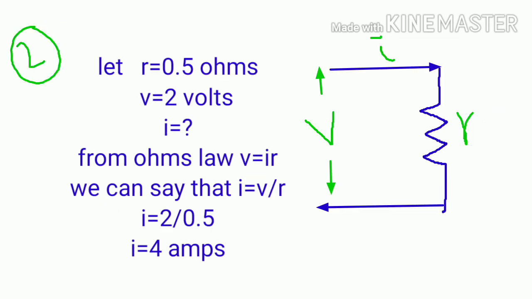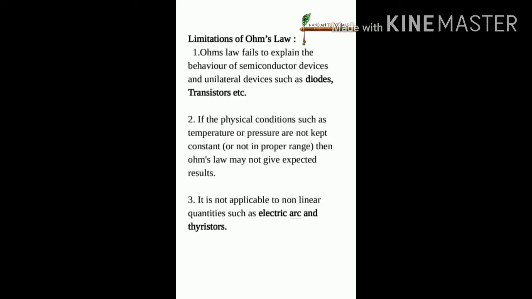Here is a simple circuit and we have the data R equal to 0.5 ohms and voltage V equal to 2 volts, and we have to find current I. From the Ohm's law, V equal to IR and we can define that I equal to V by R. By substituting numericals, we have I equal to 4 amperes, and we have to plot a very simple circuit like this so that we can understand very easily. And in exam point of view, circuit is very important.